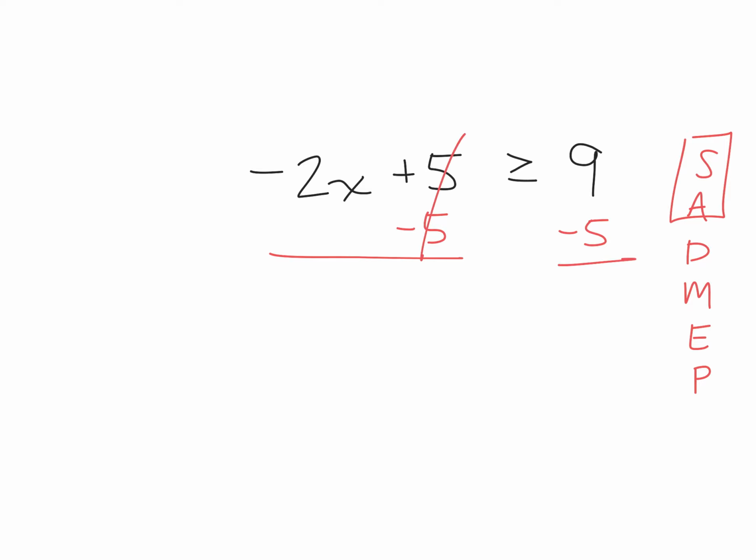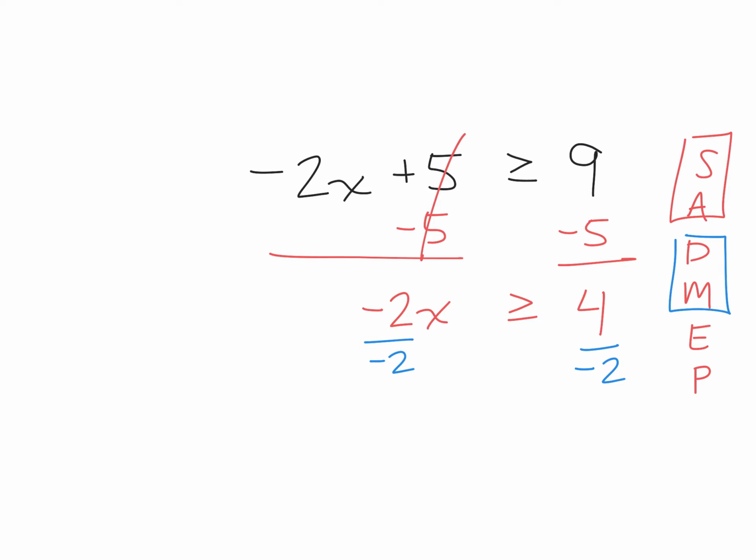5 minus 5 is, of course, 0, but we are left with a negative 2x this time. And a 9 minus 5, of course, leaves us with 4. So negative 2x should be greater than or equal to 4, but we still haven't isolated our variable. That next step, of course, would be division or multiplication, and we do have some multiplication. So the inverse would be to divide by that same coefficient. We divide by negative 2 on both sides of the inequality, and just simplify.